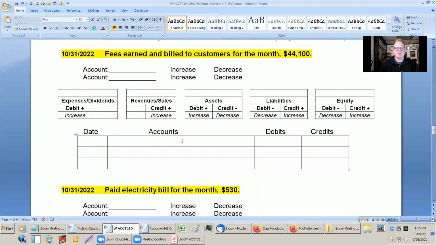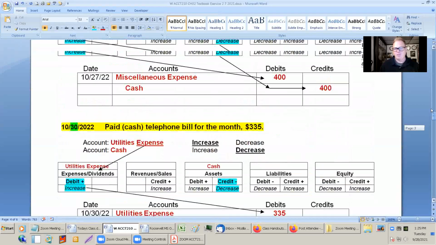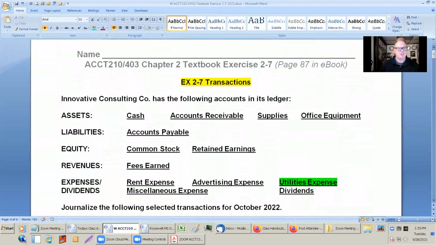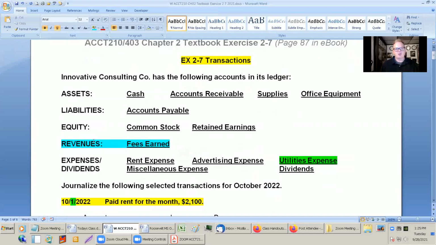Okay, fees earned and billed to customers. Okay, this is not so obvious. So fees, revenue? Oh, yeah, no, you're actually right. It's revenue. And if we come here to the top, you'll notice that it says revenues, fees earned. I'll leave it there. So revenues and fees earned are the same thing.